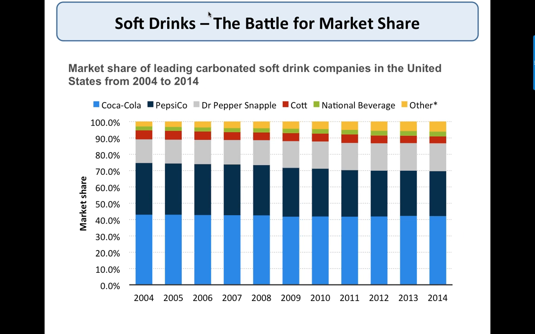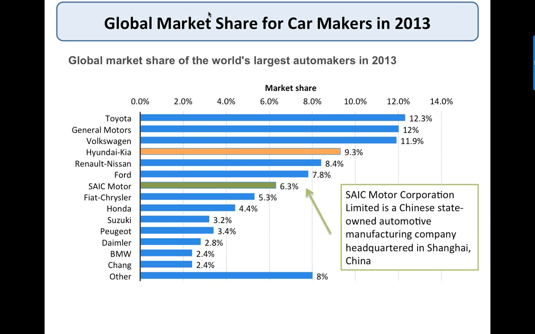Another industry often used by exam boards is the oligopolistic, almost duopolistic market for carbonated soft drinks. The continuous battle between Coca-Cola and Pepsi. Dr. Pepper's in there as well. Lots of smaller brands, but they barely figure when you look at the bigger picture. And then let's take the global market.